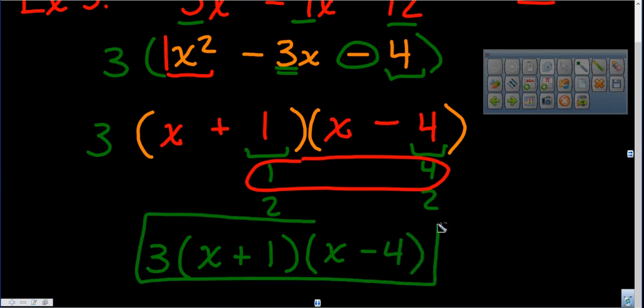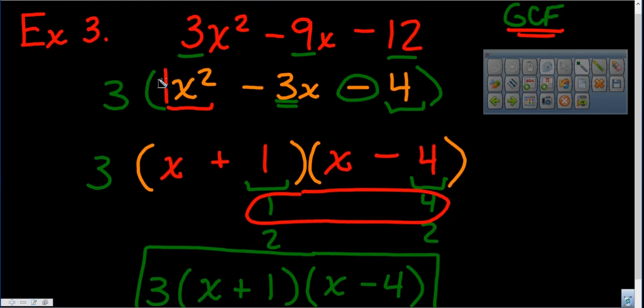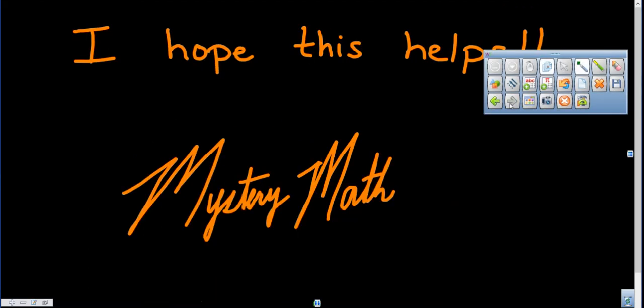If you're needing to see some more examples about this, please let me know. This is the most basic style of factoring, and that was because the a value was always a 1. I hope this helps.